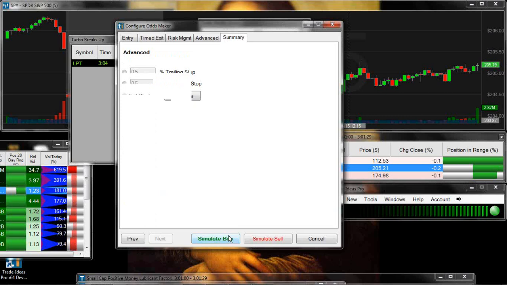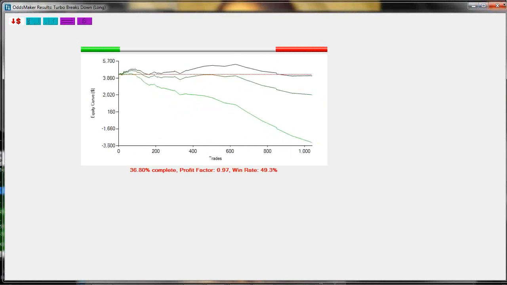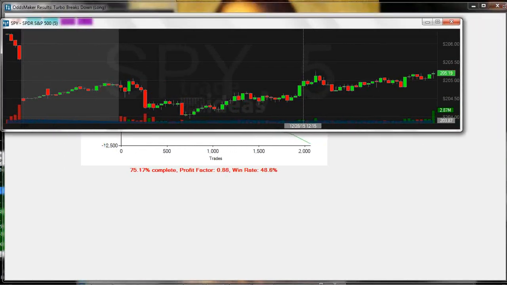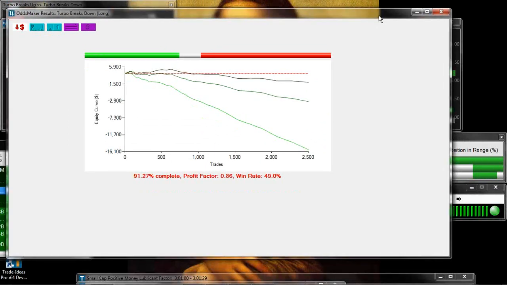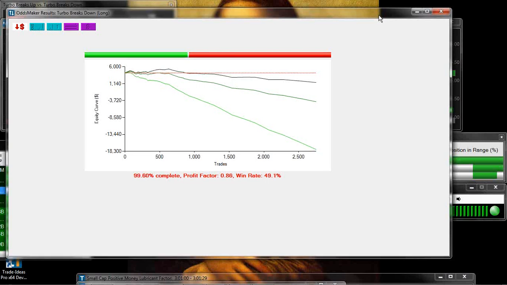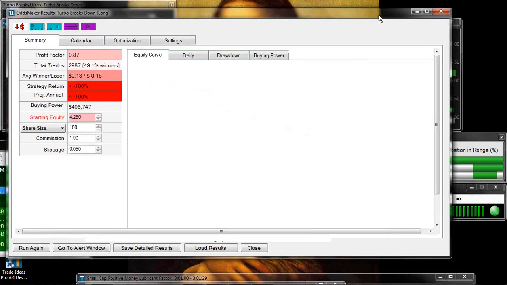I say simulate buy. Then what you're seeing here is the Odds Maker going back and grabbing all the stocks between 8:45 and 10 a.m. over the past 30 days, and it's applying the simple rule set. If we bought these stocks and just sold them after 15 minutes, what would have happened? And of course, it's probably not going to be a very good result, but once the tally is done here, we'll see the results. All right, we should be okay.